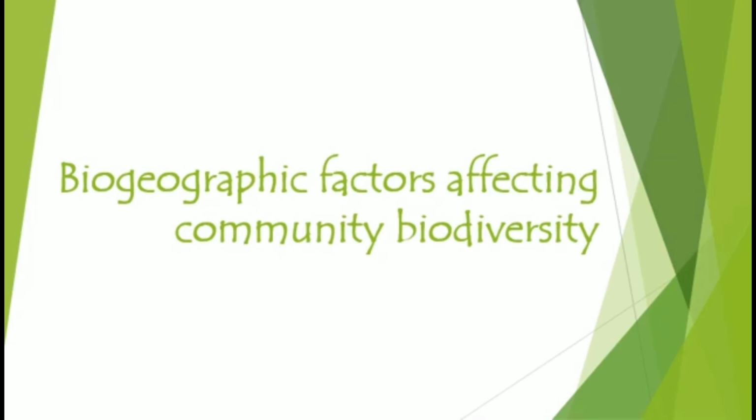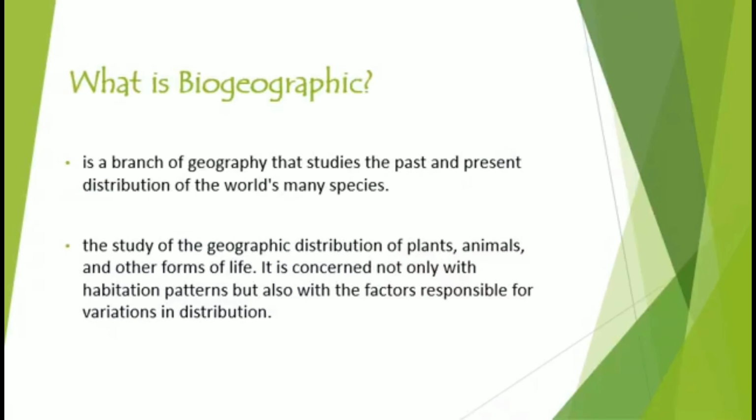Biogeographic factors affecting community biodiversity. What is biogeography? It's a branch of geography that studies the past and present distribution of the world's many species. The study of the geographic distribution of plants, animals, and other forms of life. It is concerned not only with habitation patterns but also with the factors responsible for variations in distribution.